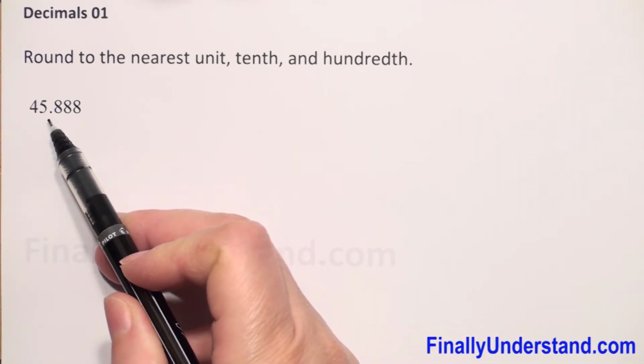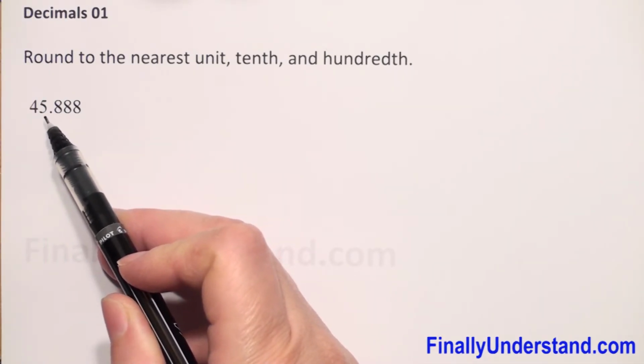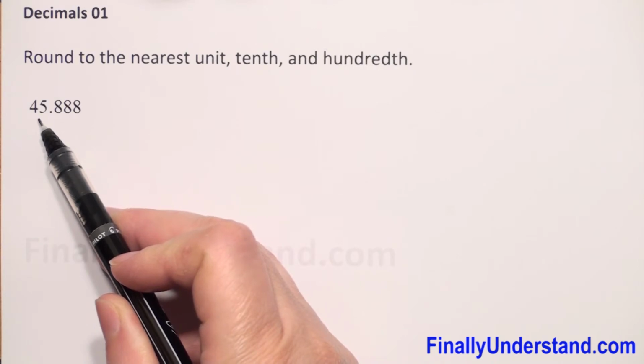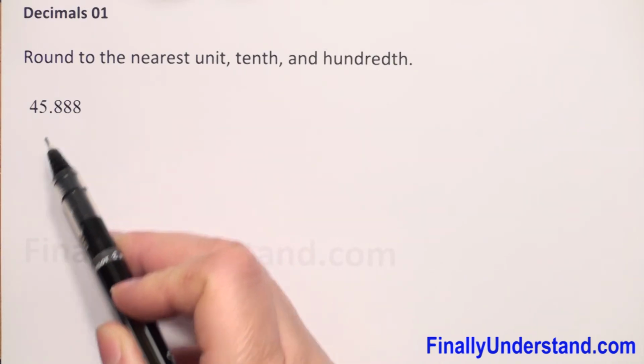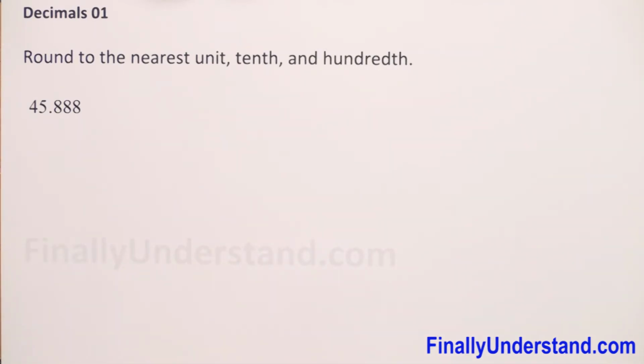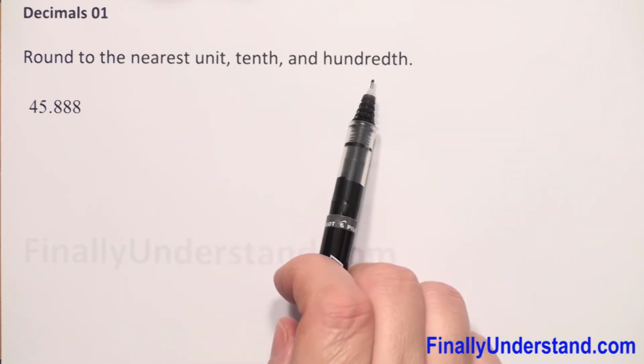We have a given decimal number. Why decimal? Because we have a decimal point, and the decimal point always goes between ones and tens. Next we have to round this number to the nearest unit, tenth and hundredth.